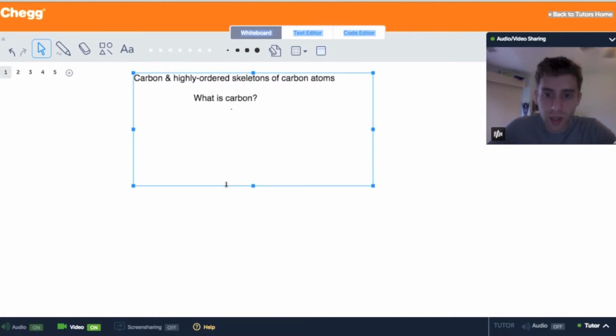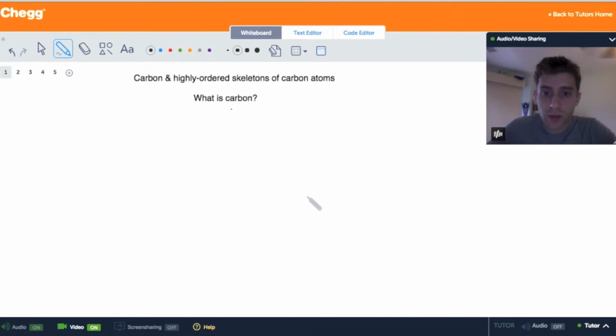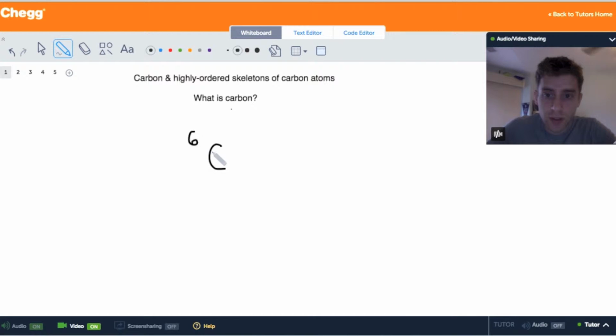So carbon is found in group 4, not including the transition metals, of the periodic table. It has 6 protons and 6 neutrons to give an atomic mass of around 12. And since it has 6 protons, in order to stay neutral, it also has 6 electrons, which will be important.